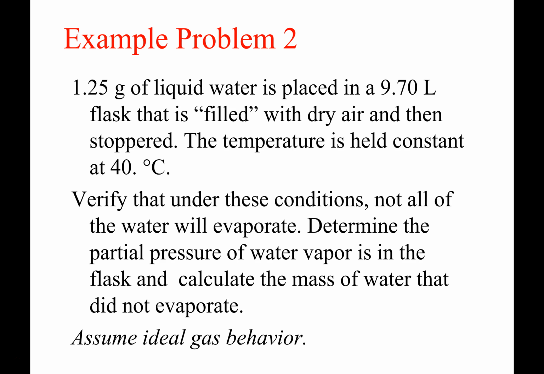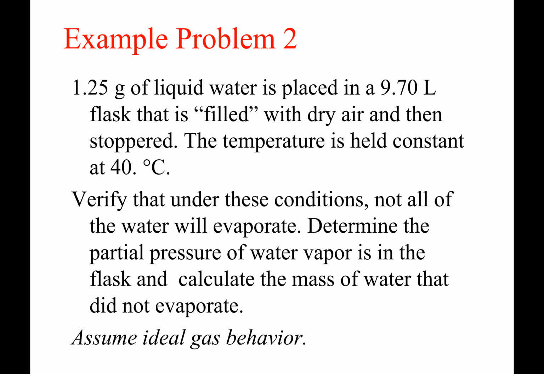Okay, we're supposed to verify that. Verify under these conditions not all the water evaporates. Determine the partial pressure of the water vapor in the flask and calculate the mass of water that did not evaporate. First off, I can tell you the partial pressure of the water. All I have to do is take this table, find 40, and if there's some residue left, that's going to be the partial pressure of my water. 55.3 millimeters of mercury, or torr. That is easy.